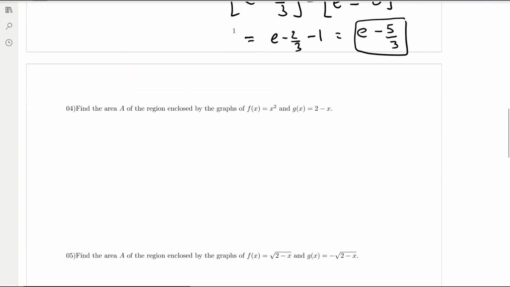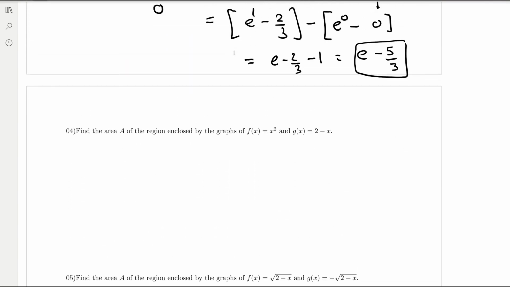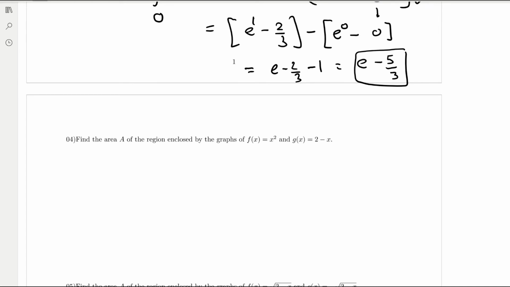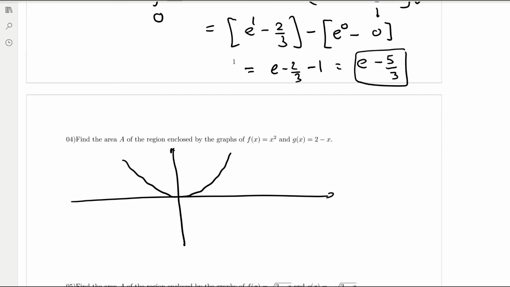Right, so here's the final problem that I'm going to do in this video, and then after that we will tackle some different problems in these topics. Okay, so here they have given us the function x square, so I'm going to draw x square, and then 2 minus x. So 2 minus x should look something like that. So that's the 2 minus x line, and this is the function x square.